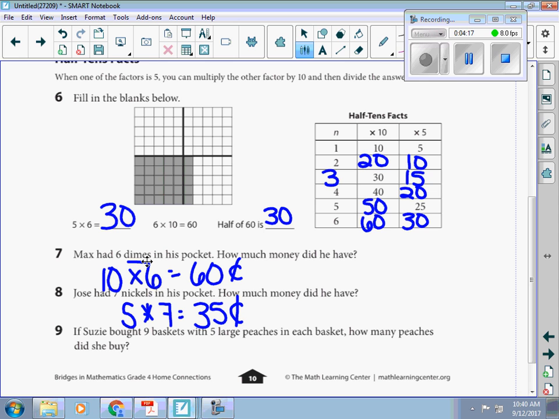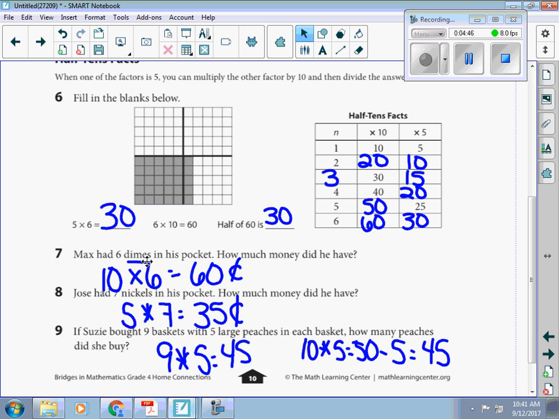Number 9, if Susie bought 9 baskets with 5 large peaches in each basket, how many peaches did she buy? This one touches on a new one, but I know my fact is 9 times 5, which is 45. If I don't know 100% my facts, I might do 10 times 5 is 50, and going opposite of our threes, 9 is 1 less than 10, so I could take 5 away, and that's how I would get my 45. Again, these are just strategies if we're not sure of our facts. If we know our facts, we can just put those down and be happy with our work.